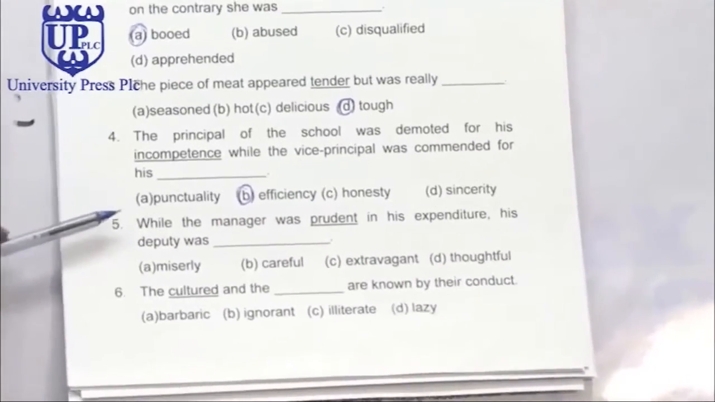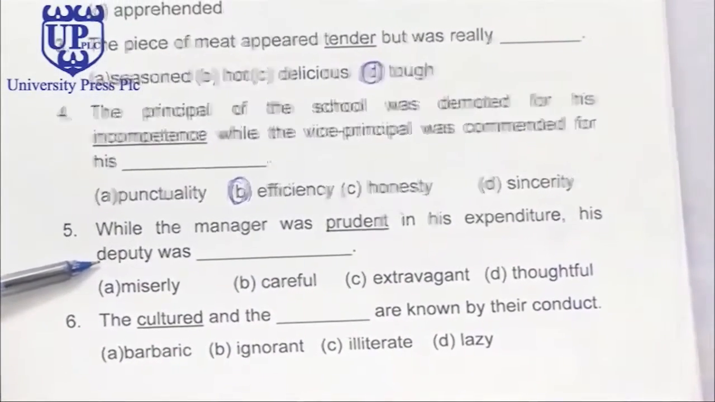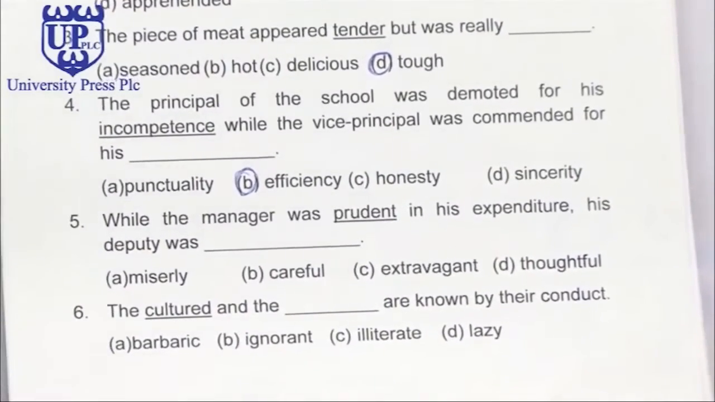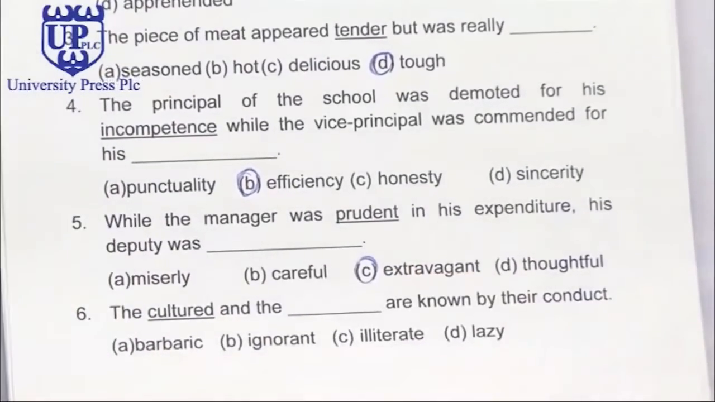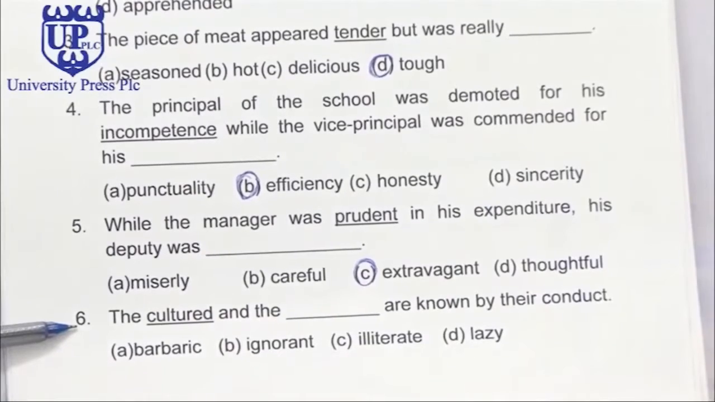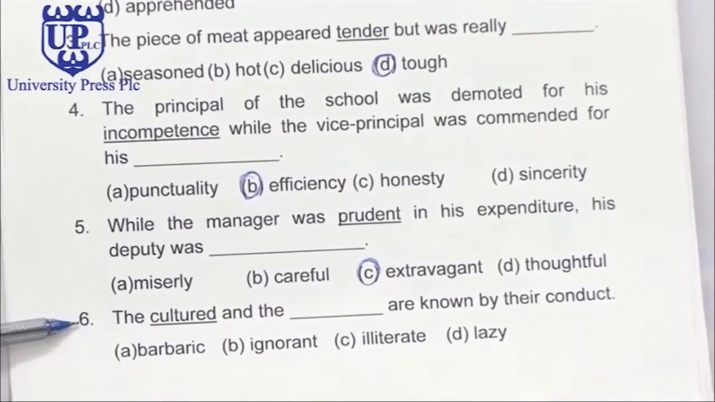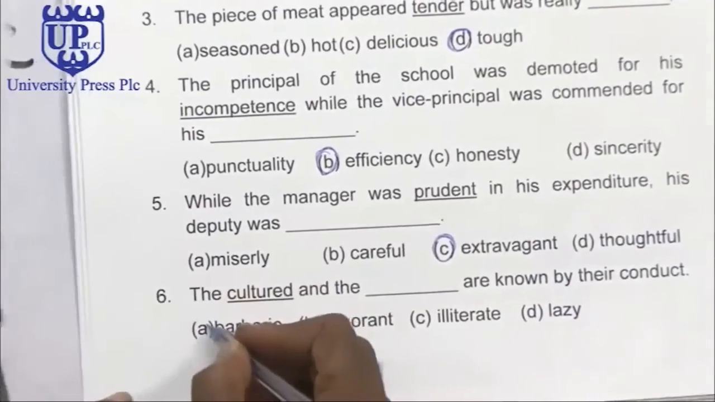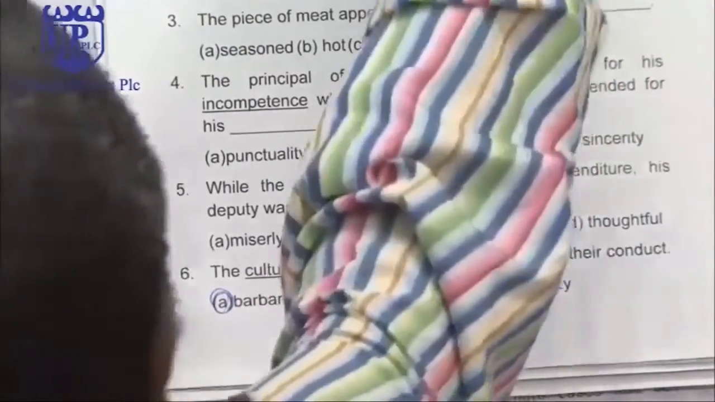While the manager was prudent in his expenditure, his deputy was dash. What does it mean to be prudent? To be economical. And so his deputy was C, extravagant. Extravagant. Right. Then we have number 6: the cultured and the dash are known by their conduct. Cultured, somebody who is well brought up in the society. And then you have the cultured and the ignorant, no. Illiterate, no. Lazy, no. There's the barbaric. Barbaric, that is the one that's nearly opposite in meaning. Right, let's look at another one.